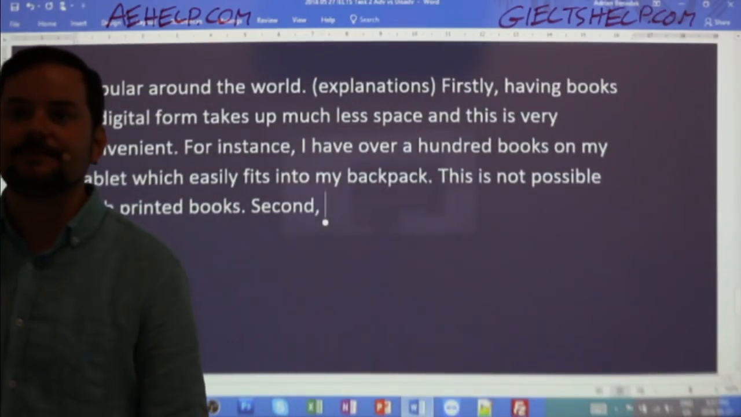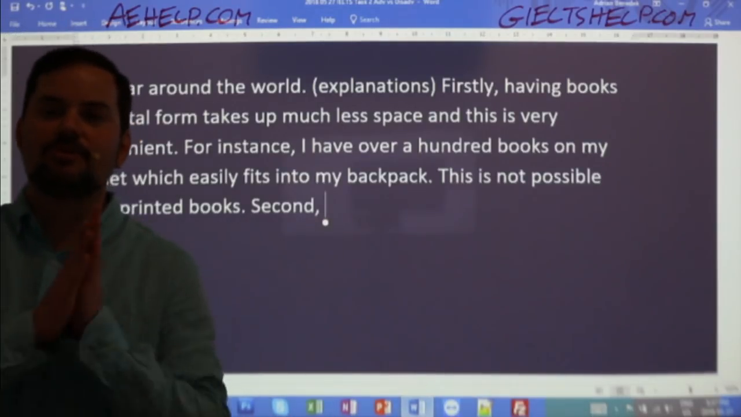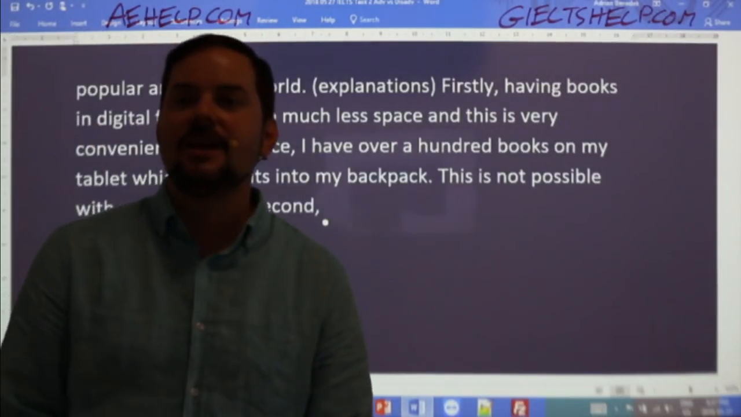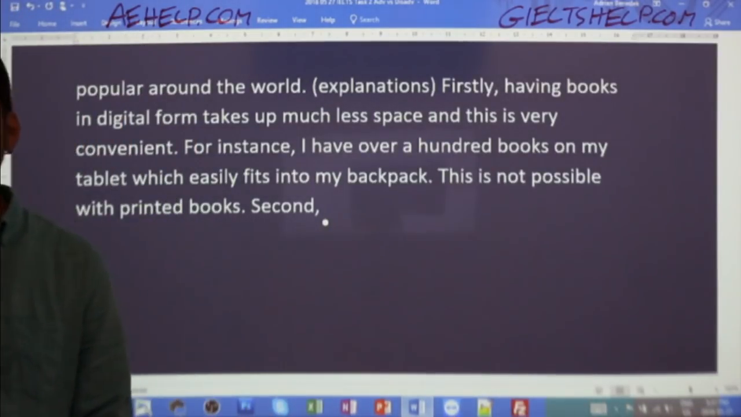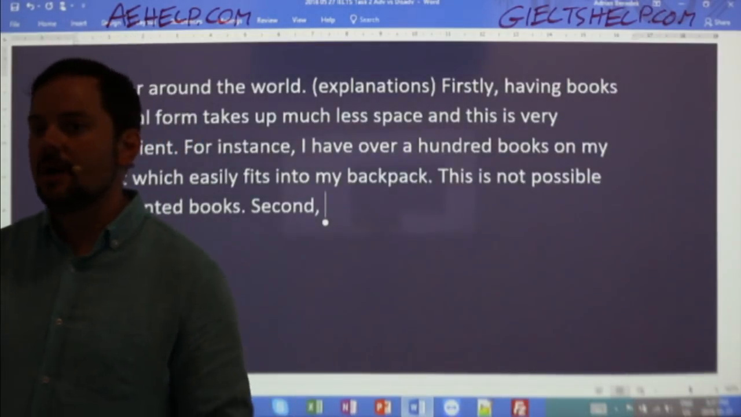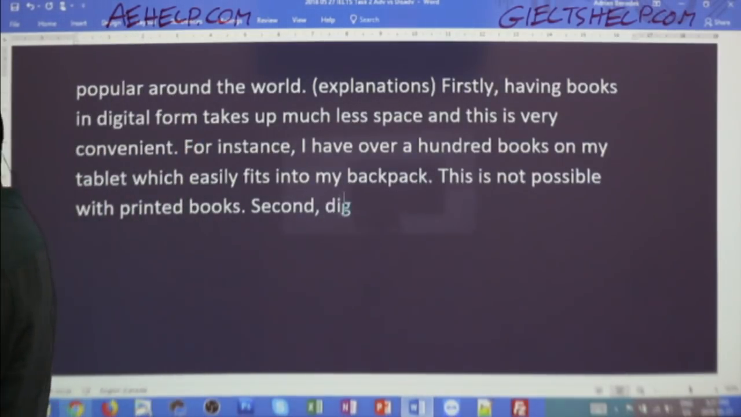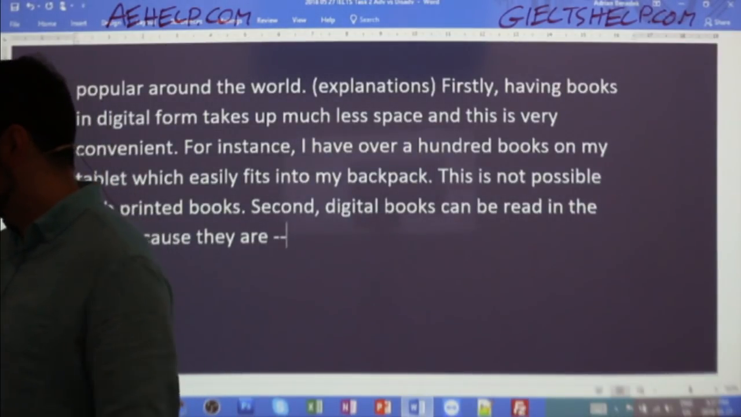Second, what? Yeah, very good, Tien Zenzi. Sorry if I'm pronouncing your name wrong. Truly apologies. It's a tricky name for me. Tien Zenzi. Yes, they can be read in the dark. Okay, read in the dark, I absolutely agree, is a good second choice. Digital books can be read in the dark because they are, anybody know the word that goes in here?